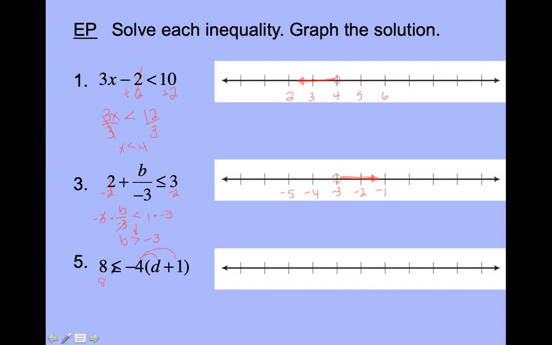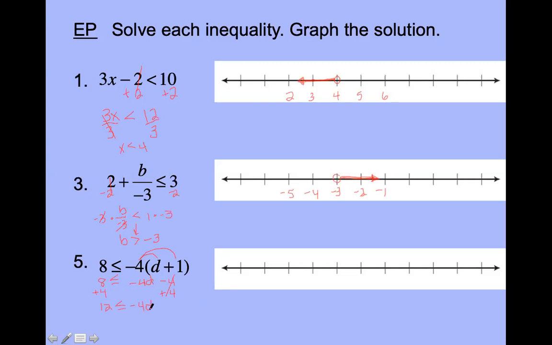That gives me 8 is less than or equal to negative 4 times d, which is negative 4d. And negative 4 times positive 1 is a negative 4. All right, this time my variable's on the right, so I'm going to leave it there. I'm going to next add 4 to both sides. So that gives me 8 plus 4 is 12 on the left, is less than or equal to, these 4's have canceled, and I bring down my negative 4d.